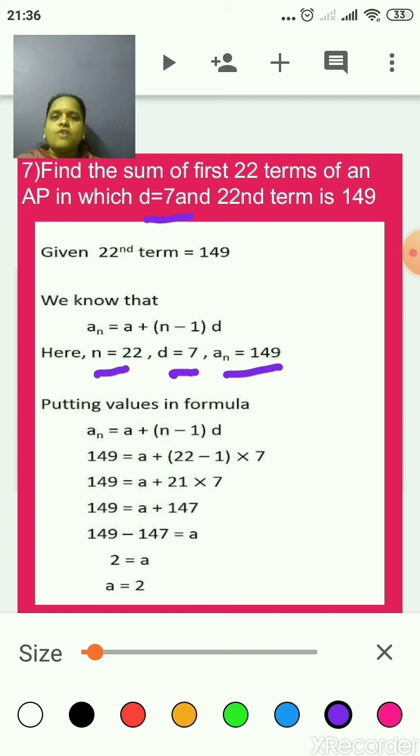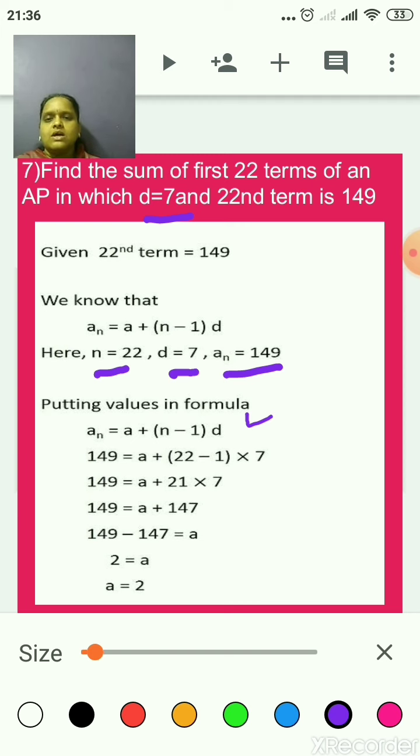So write the formula. Now here to find the sum we require either d, and d is given. That means I require the a value also. To find a, I am applying first another formula to find the value of a. So an equal to 149, here d equal to 7, n equal to 22.